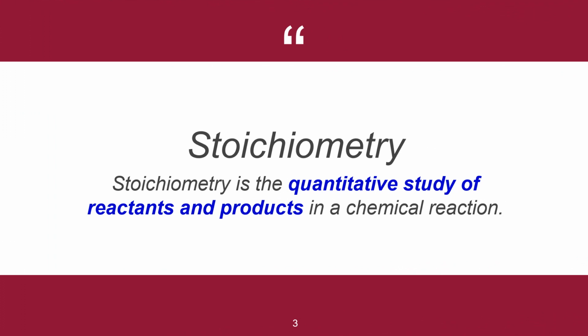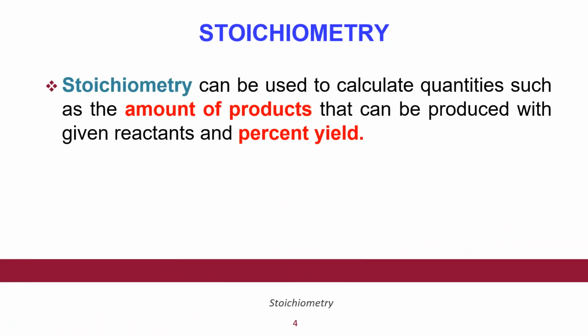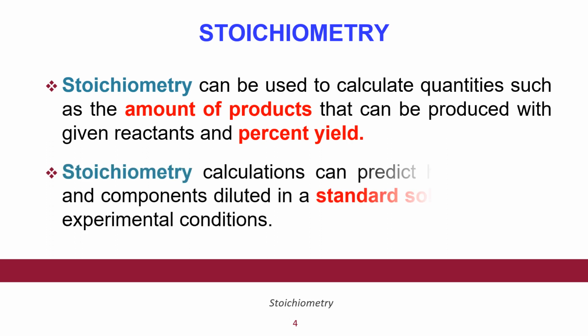First, let's define stoichiometry. Stoichiometry is the quantitative study of the reactants and the products in a chemical reaction. Stoichiometry can be used to calculate quantities such as the amount of product that can be produced with a given reactant and the percent yield. Stoichiometry calculations can predict how elements and components diluted in the standard solution react in the experimental conditions.